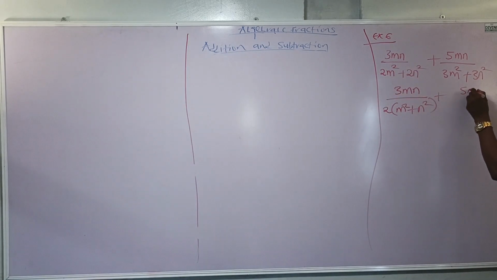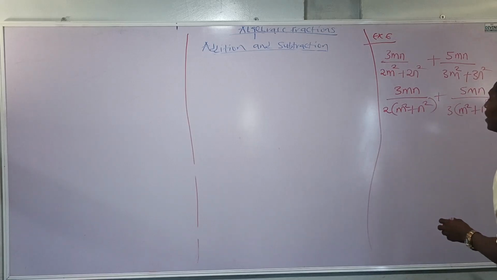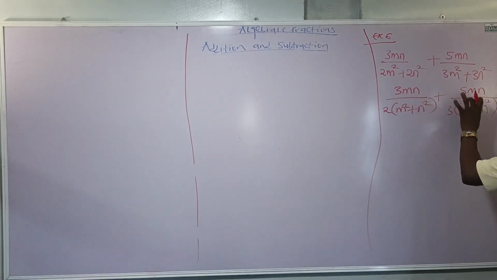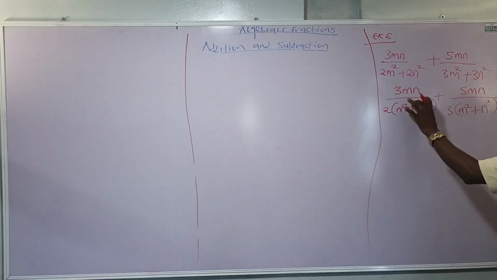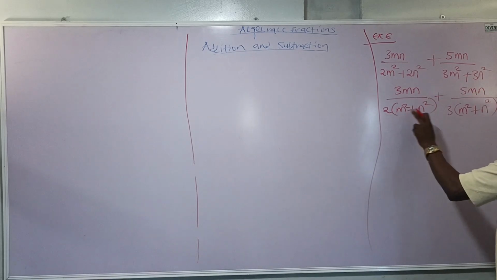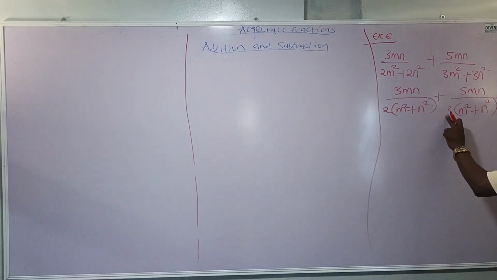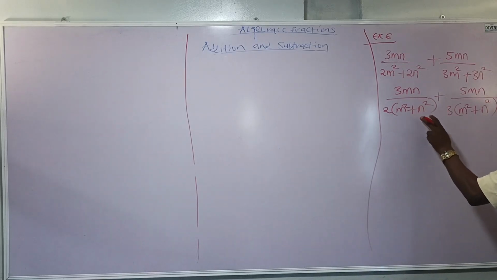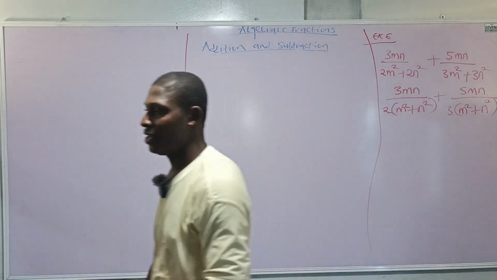Plus I have 5mn all over, 3 is common. I have 3 bracket: 3m squared divided by 3 will give me m squared, and 3n squared divided by 3 will give me n squared. So for my LCM, this doesn't need to be repeated. This is part of my LCM, followed by 2 and 3. So my LCM will be 6 bracket m squared plus n squared.